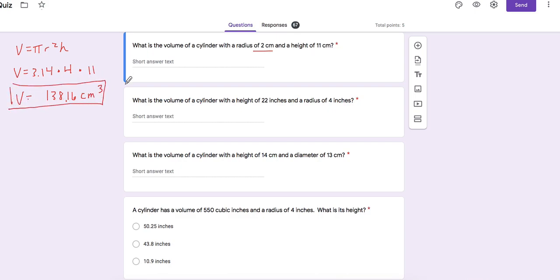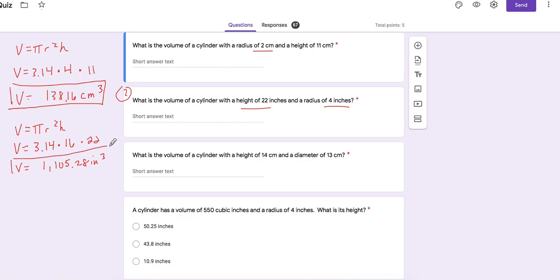All right, number 2 here. We're looking for the volume. So volume equals pi r squared times the height. Volume is equal to 3.14 times 16 times 22. Our height is 22, our radius is 4, so 4 squared is 16. We multiply that all out, and we get 1,105.28, and that's going to be inches cubed.